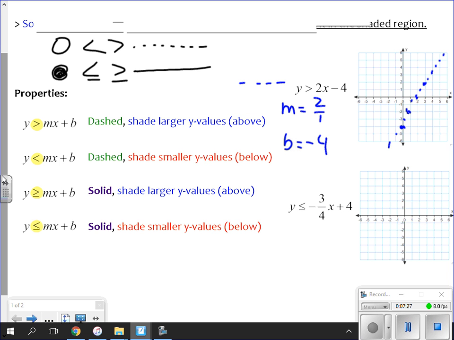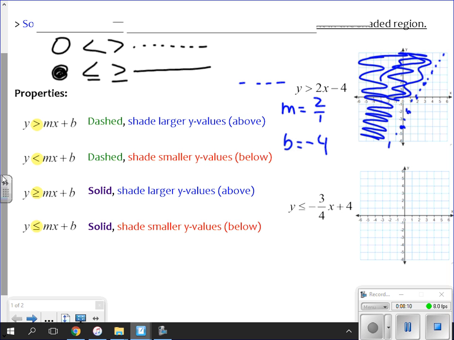Now, if it's y is greater than, just like this, I can use one of these. Y is greater than, it's dashed, and it's shaded above, which means that I'm going to shade everything above. Any point that is in the shaded area is a solution. Any point that's in this non-shaded area is not a solution. It's as easy as that. Shaded area, all my possible answers. Unshaded area, not my answers.